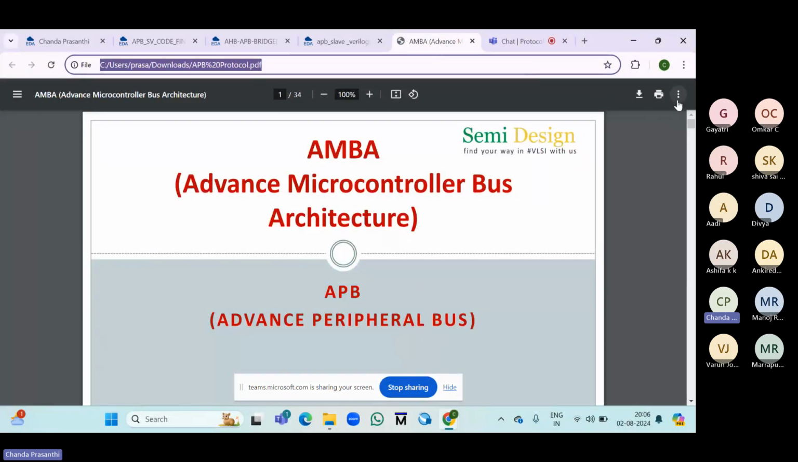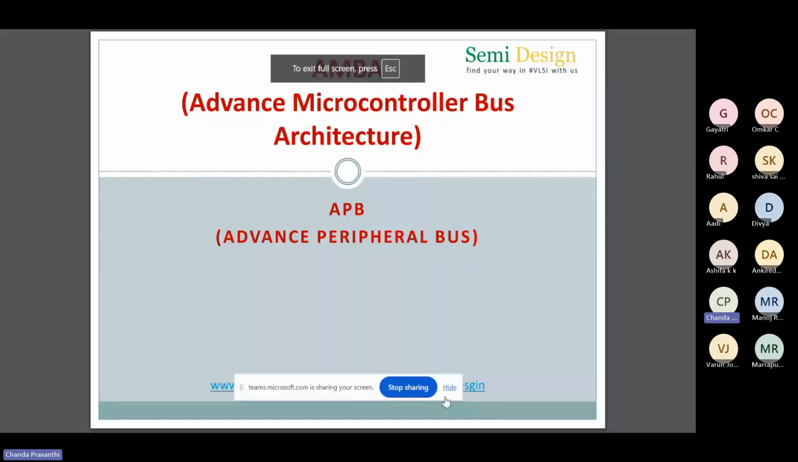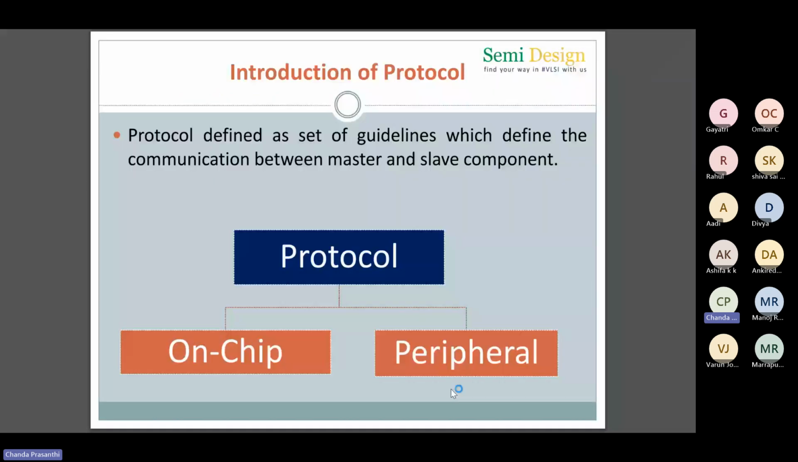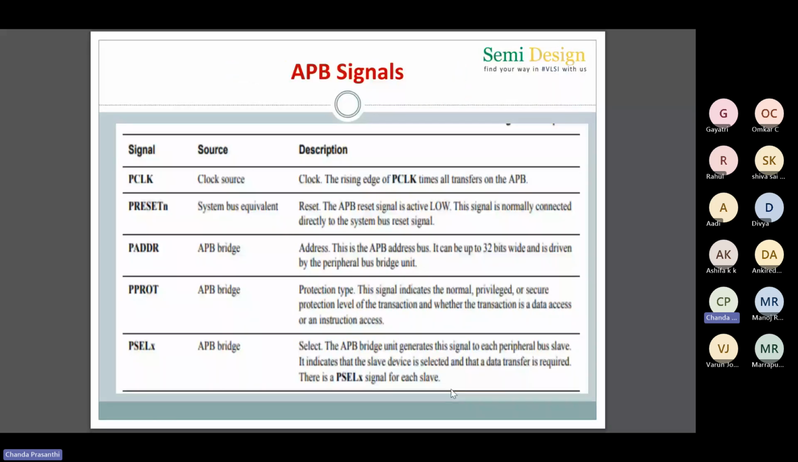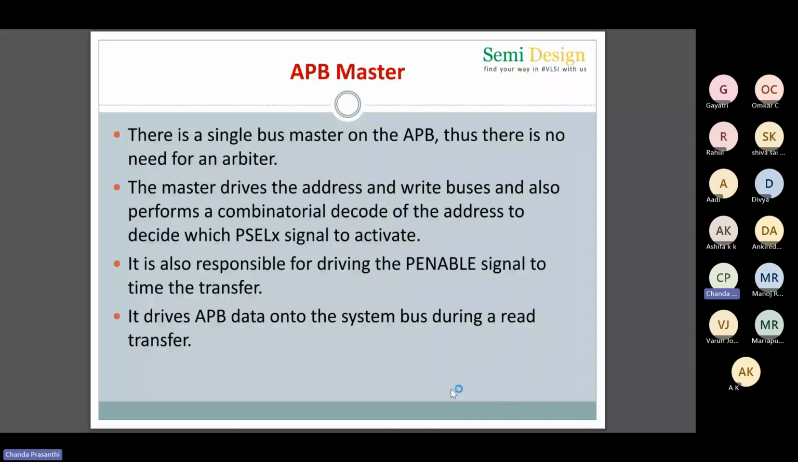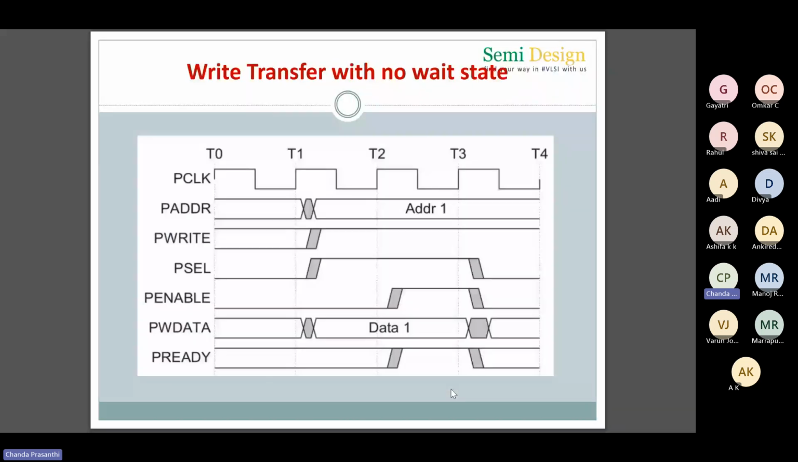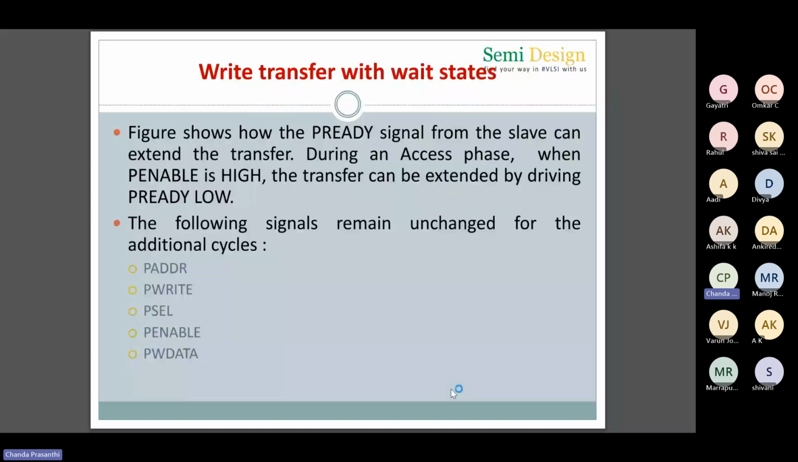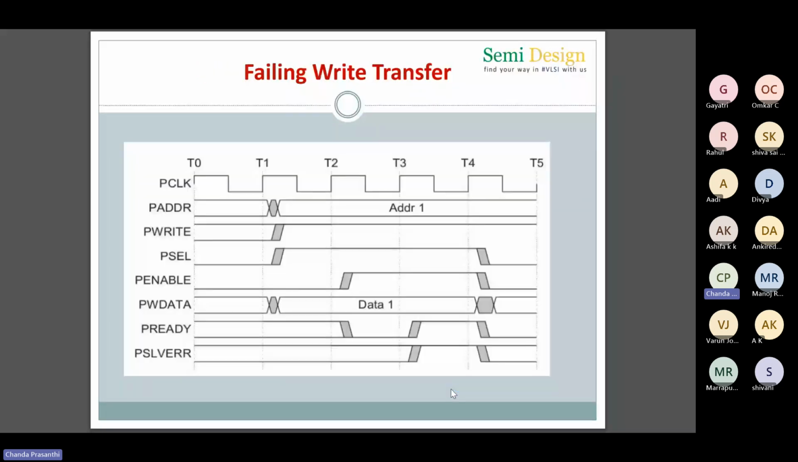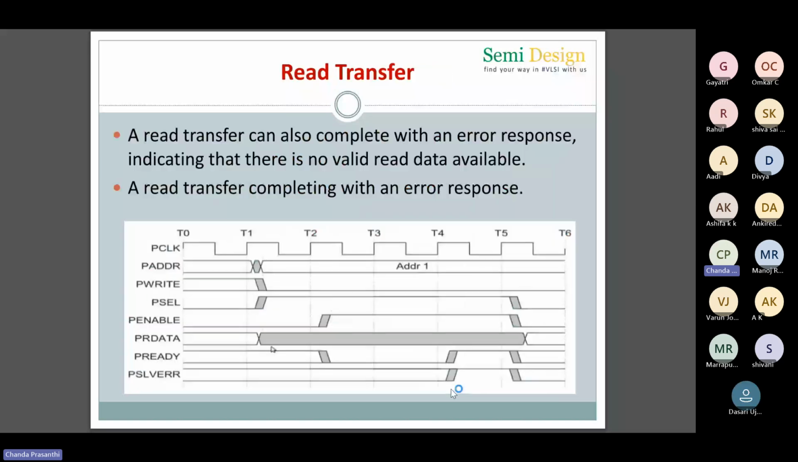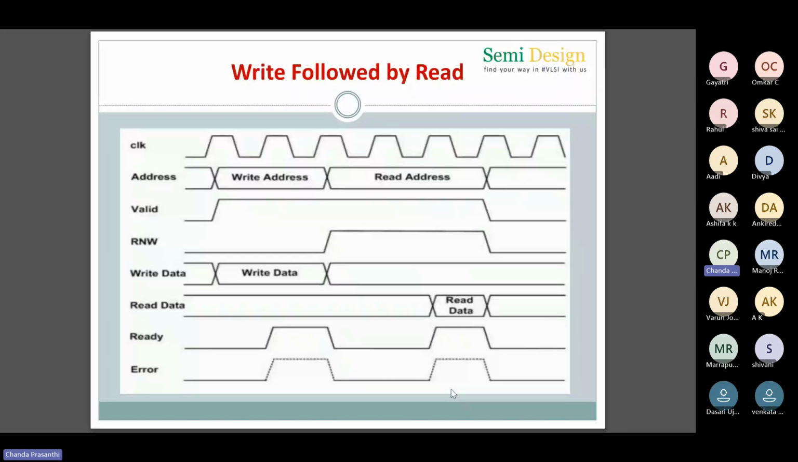So, in the last session, we completed the AMBA protocol specification, right? Does anyone have doubts in the AMBA protocol? Did you understand the main intention of the AMBA protocol, how the signals work, the different signals between master and slave, the operating states, and the waveforms, mainly the write transfer and read transfer with wait states and without wait states? For errors, I told you to check with the slave error signal, right? Failing with the write transfer and read transfer, and also write followed by read. Have you gone through this up to here, everyone?